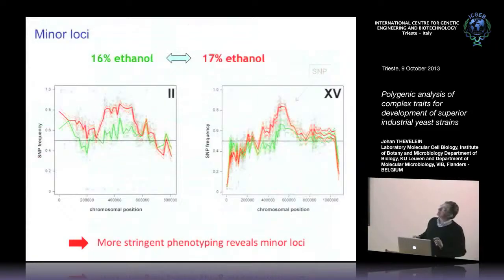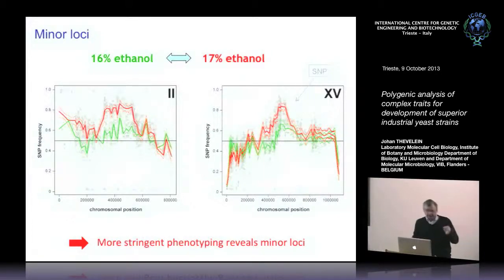You can see it here enlarged. So we see that there is a clear deviation for the 17% ethanol pool, but not really for the 16% ethanol pool. Here the same, you see only a small bump for the 16% ethanol pool, but a clear increase for the 17% ethanol pool.